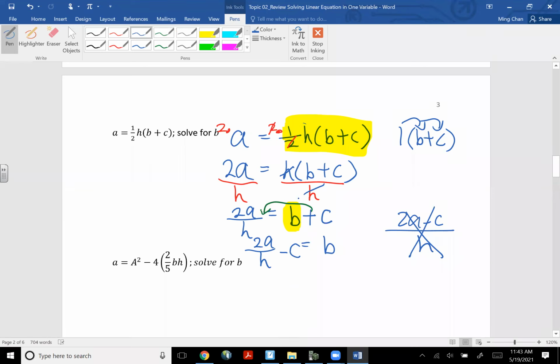Sometimes if you only have two terms, and your variable is trapped inside the parentheses, you can go ahead and get rid of the factor that's outside the parentheses first.